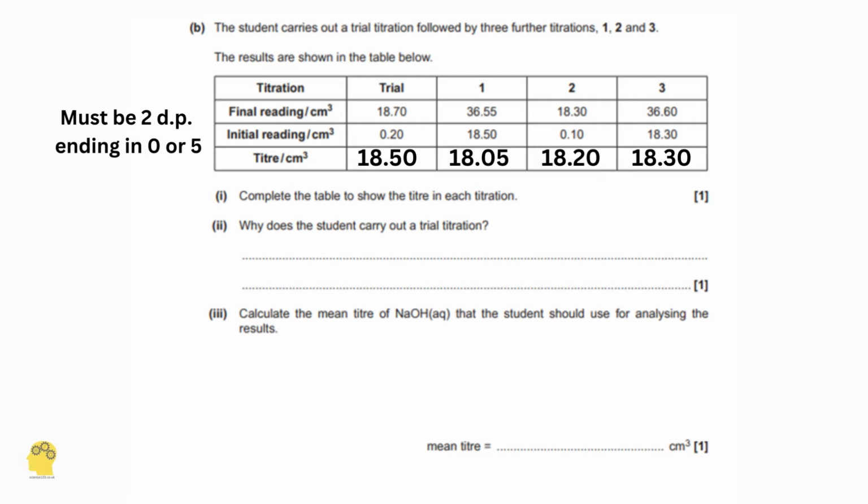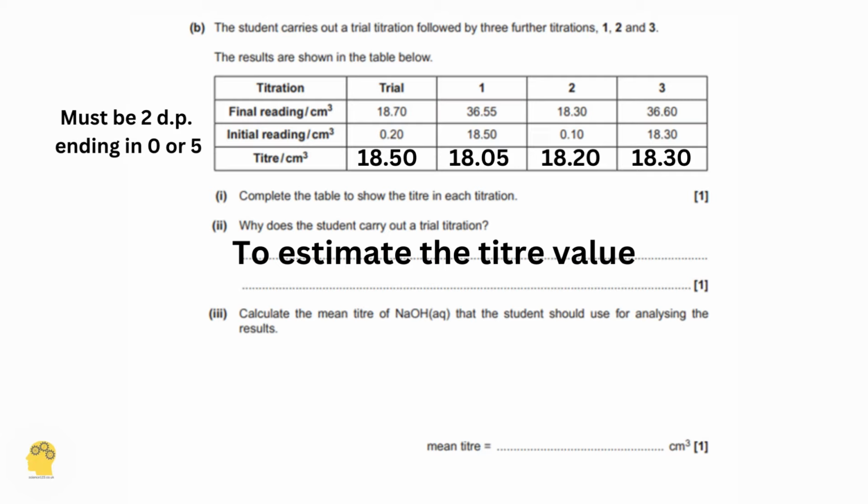So why do we carry out trial titrations? So it is just to estimate the titre value, which does save time. This means that in future trials you can quickly run out most of the liquid that was shown in the trial value and then just slow down to drop by drop near the end.